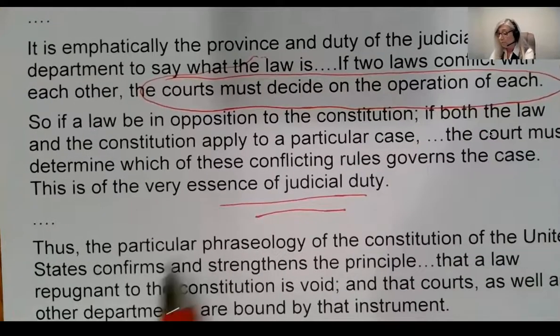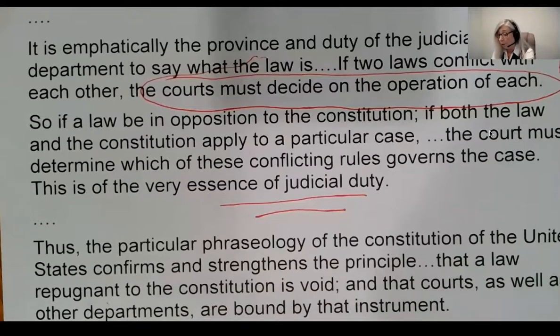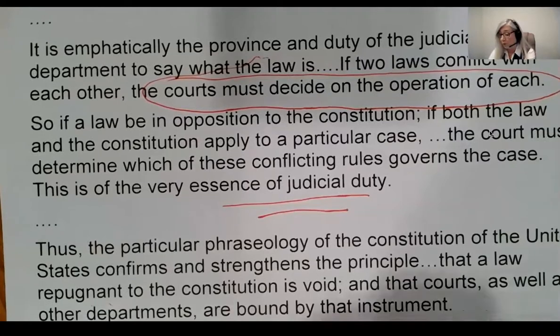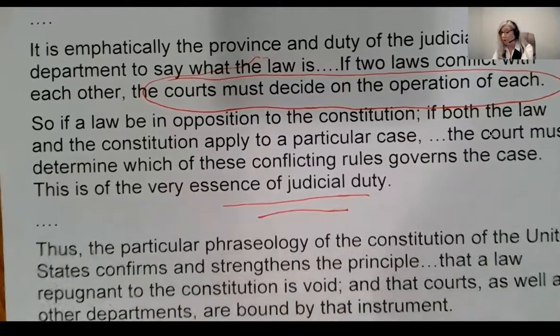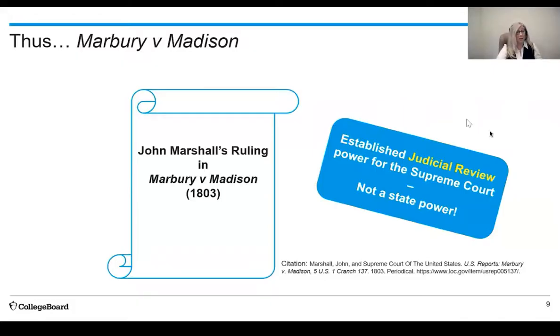So he's got here this phrase in the Constitution. It confirms and strengthens the principle that if a law is repugnant or opposed to the Constitution, then that law is void, and the courts as well as other departments are bound by that instrument. The rule must be discharged. So this law must be struck down. This is a pretty clever ruling on the part of John Marshall, because he has now taken that power back for the federal courts, and we call that judicial review. Really, really emphasize that in your notes.